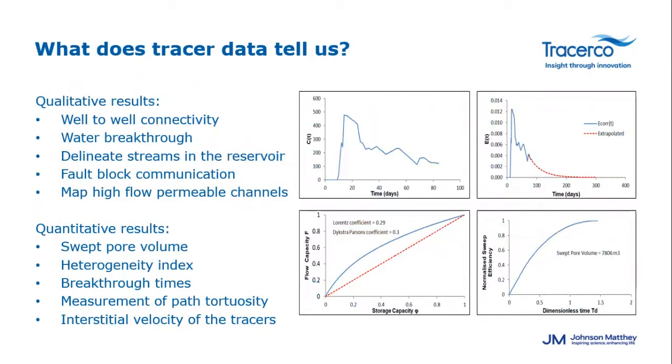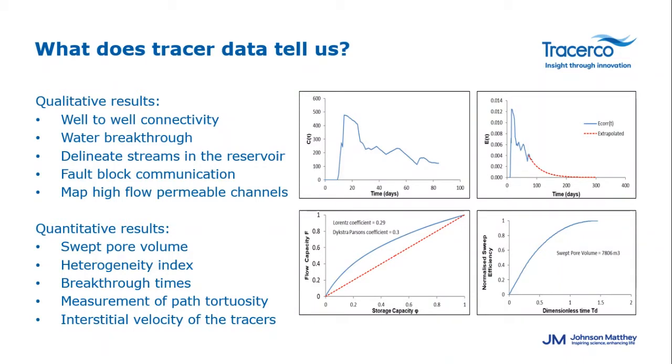Several qualitative items can be determined using chemical tracers. Some on the short list are connectivity, breakthrough times, delineated streamlines, and fault blocks, for example. However, the mass recoveries over time, combined with different calculations, can bring more in-depth quantitative solutions to the effect of enhanced oil recovery, to enhance the efficiency of enhanced oil recovery systems. The swept pore volumes, reservoir heterogeneity, and flood effectiveness can be analyzed further.